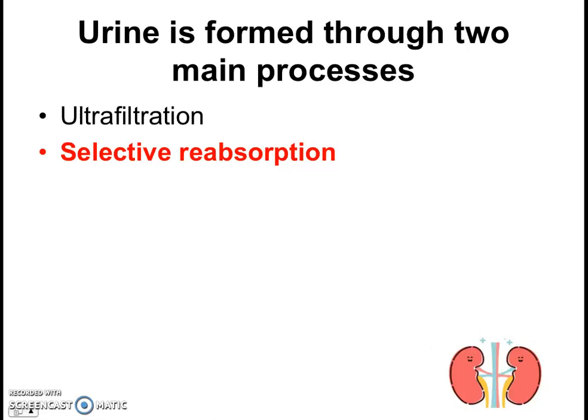So let's continue on from where we left off. We've been talking about how urine is formed. We've looked at the first process, which is ultrafiltration, and now we're going to move on to selective reabsorption.